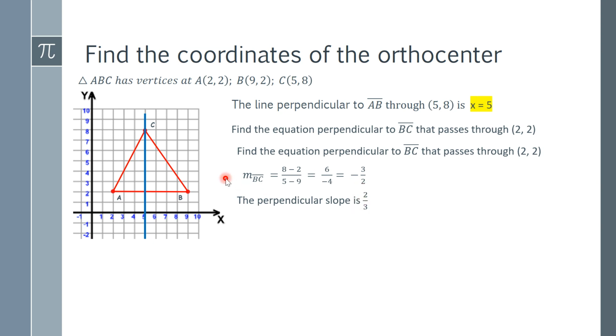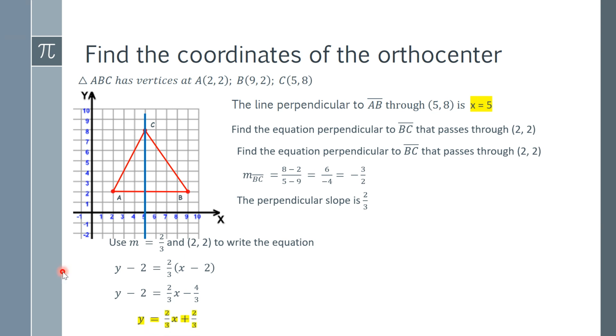So now we're going to use 2/3 and the point 2, 2 to write the equation. We're going to use point-slope form and substitute. We're going to distribute: 2/3 times x is 2/3 x. 2/3 times 2 is negative 4/3. Now we're going to have to add 2 to each side. That's the same thing as adding 6/3, because 6 divided by 3 is 2. And so that's going to end up giving us an equation of y equals 2/3 x plus 2/3.